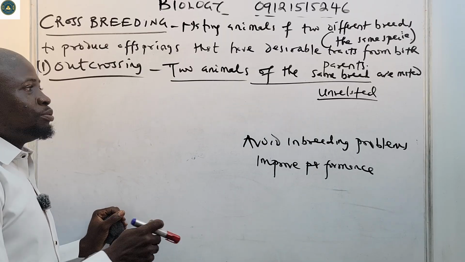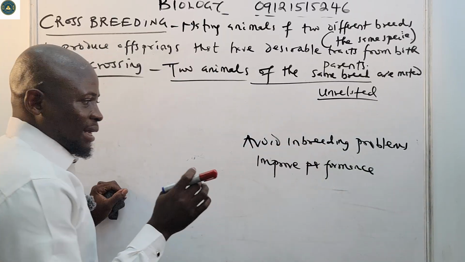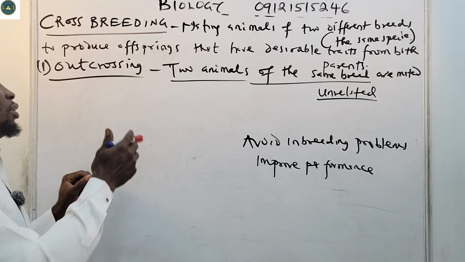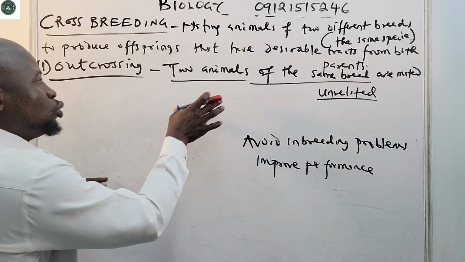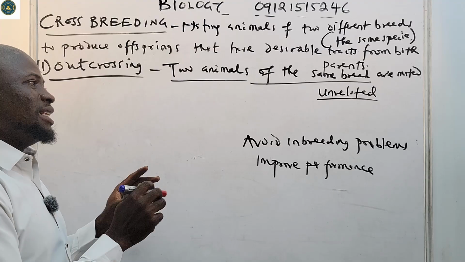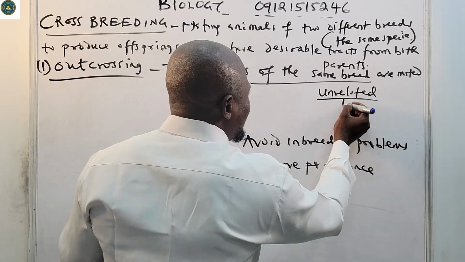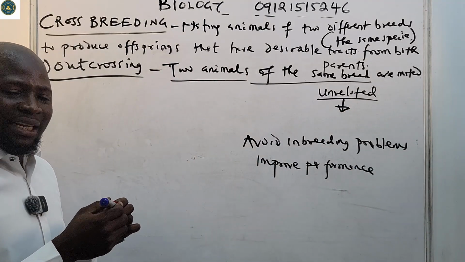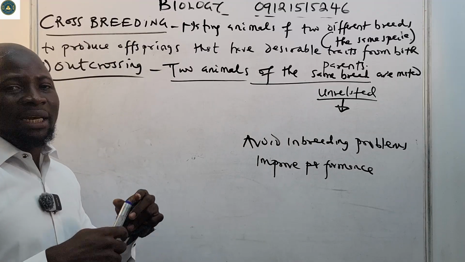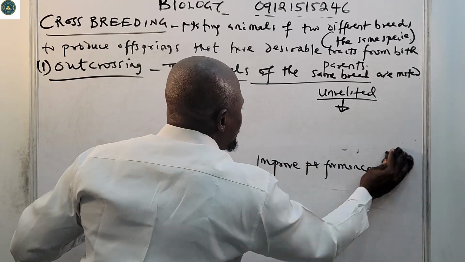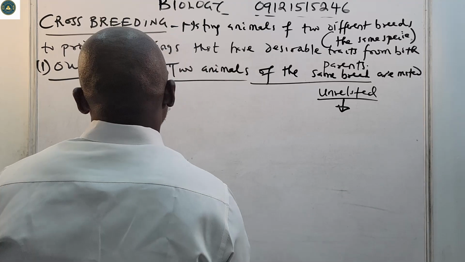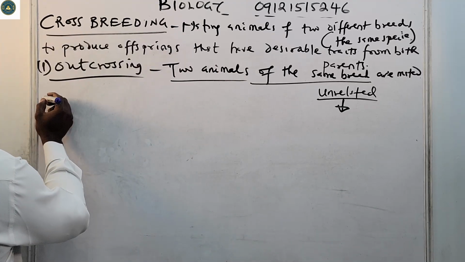So to avoid inbreeding problems and to improve performance, outcrossing is very, very good. Two animals of the same breed, but they are unrelated. That is the key word. They are not from the same family tree. So that is that: to avoid inbreeding problems and to improve performance. Then number two, we have interspecific cross.